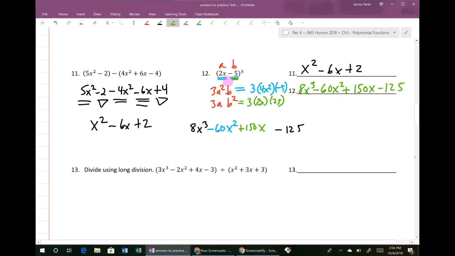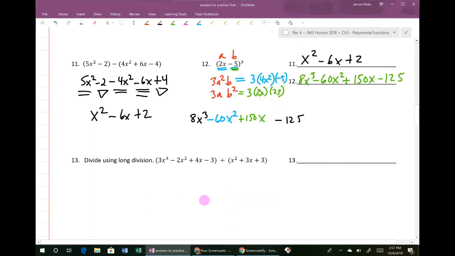If you don't want to use a shortcut, then you have to multiply out 2x minus 5, 2x minus 5, and 2x minus 5, and multiply out that completely.